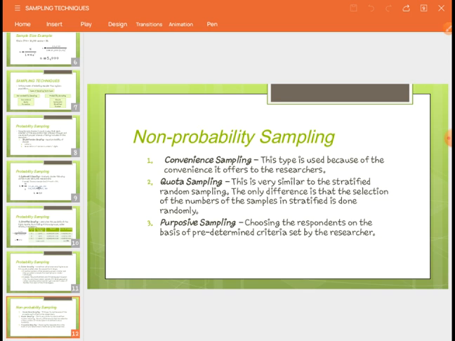Next is quota sampling. Kaya nga tinawag na quota, kailangan mo ma-achieve yung certain number na yun. So this is very similar to the stratified random sampling. The only difference is that in stratified, the selection of the numbers of the samples is done randomly. So dito sa quota, hindi. Okay, sa purposive sampling, choosing the respondents on the basis of predetermined criteria set by the researchers. Depende kung anong purpose.